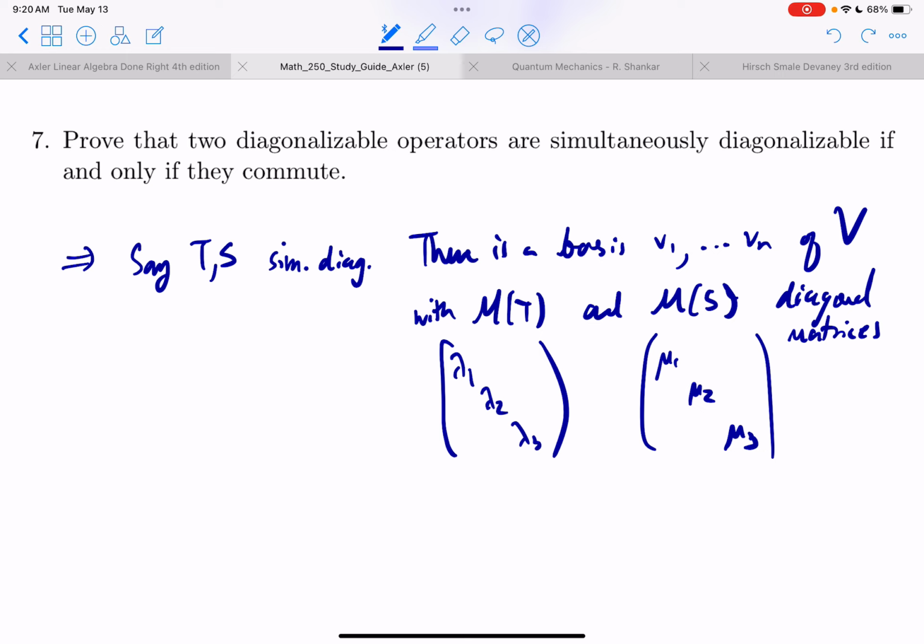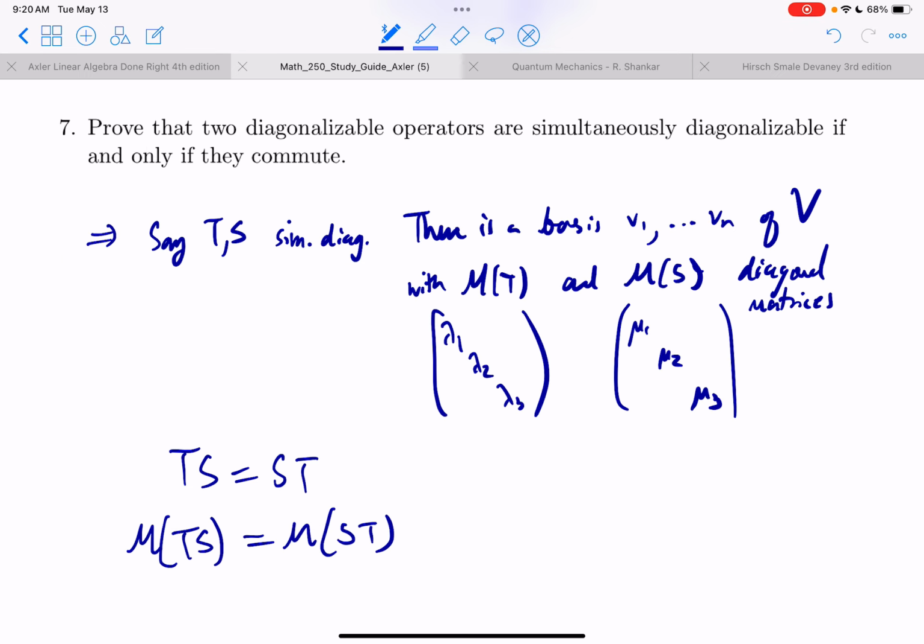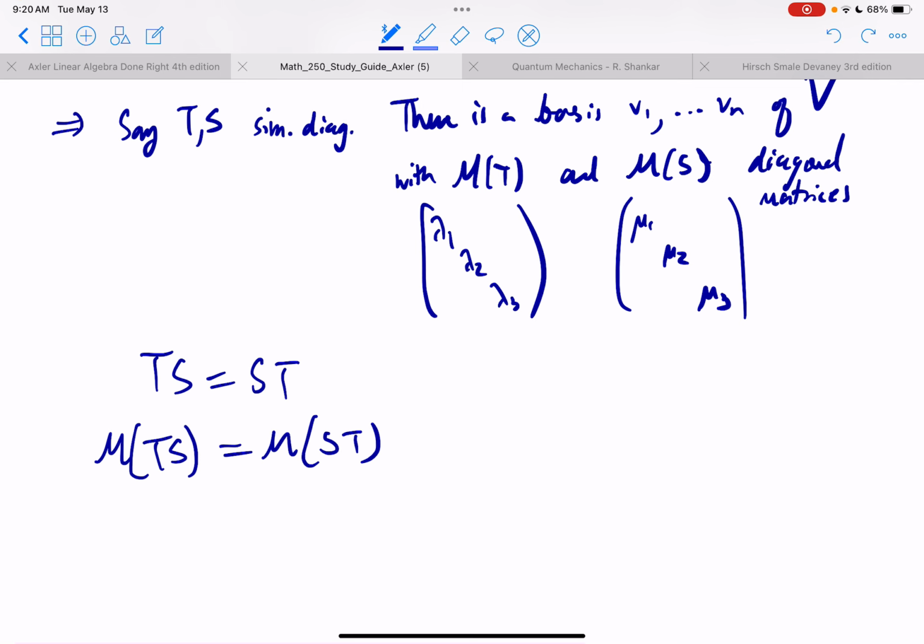Well, TS is equal to ST exactly when the matrix of TS is equal to the matrix of ST, because this M that eats an operator and spits out its matrix is an isomorphism. And it's even more than that: it respects the multiplication. So M(TS) is just M(T) matrix multiplied by M(S), and this is M(S) matrix multiplied by M(T).